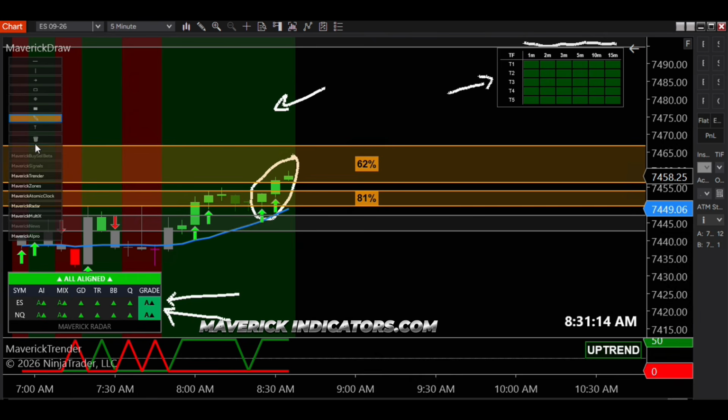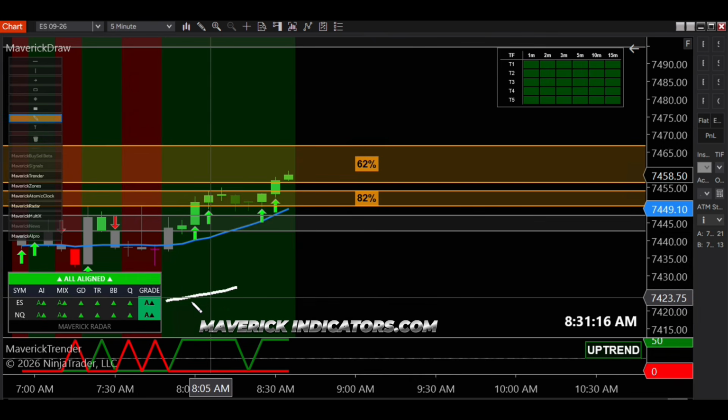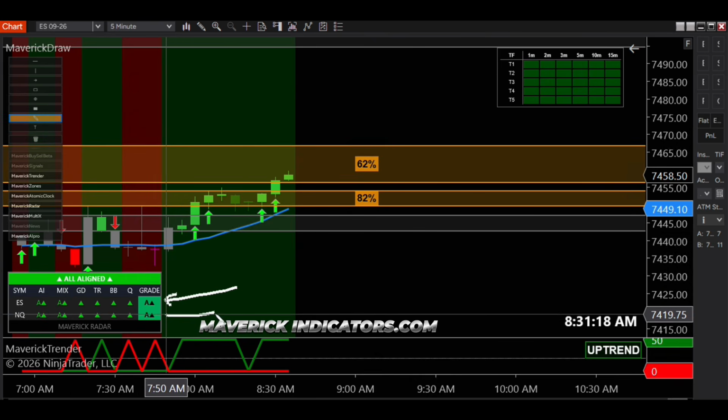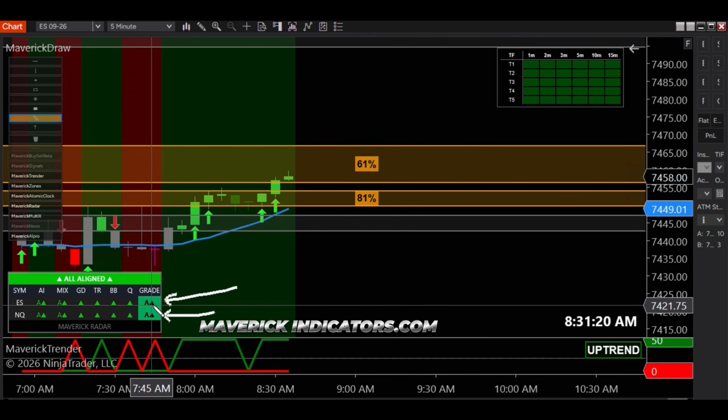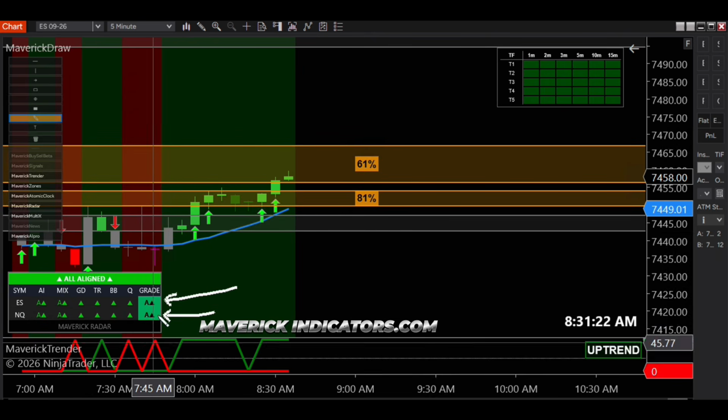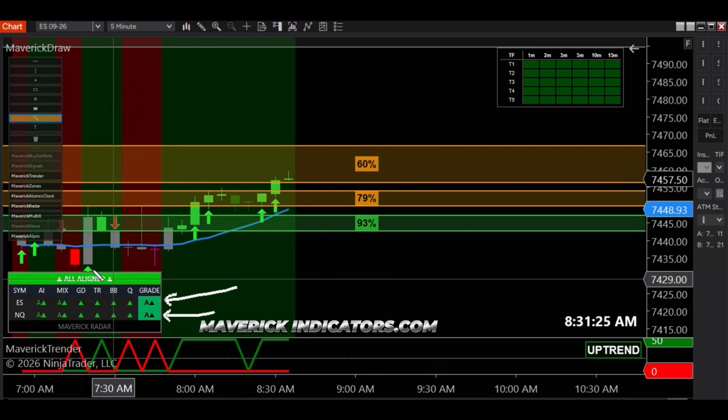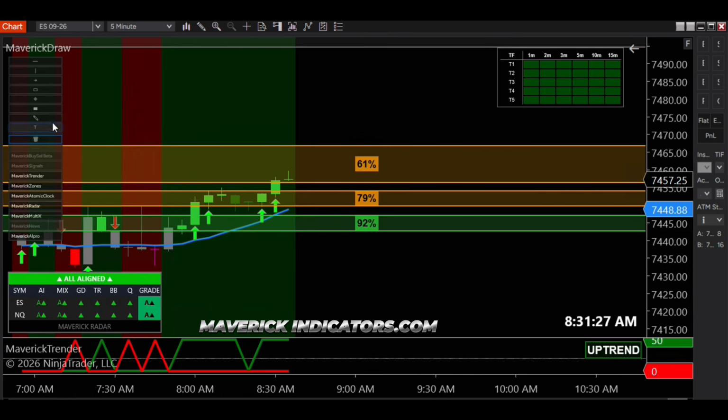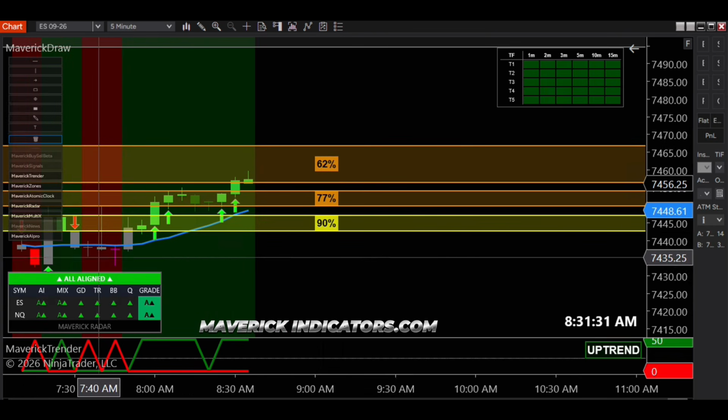And by the way, you can put opposite symbols down here. So we know that the VIX runs opposite of ES. So if you want to make sure the VIX is going down and ES is going up, and you get the alert to get into the trade, there's so many things you can do with the Maverick radar. It's sick. This is a game changer down here.